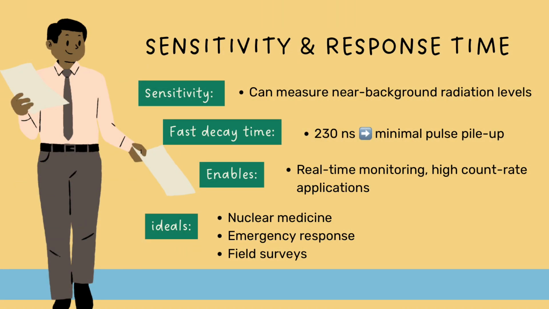NaI(Tl) detectors are also known for their high sensitivity, meaning they can measure radiation level close to background. They have a fast decay time of around 230 nanoseconds, which reduces pulse pileup and allows high count rate measurement. Because of this, NaI(Tl) detectors are ideal for real-time monitoring, such as in nuclear medicine, emergency response, and also the field survey.